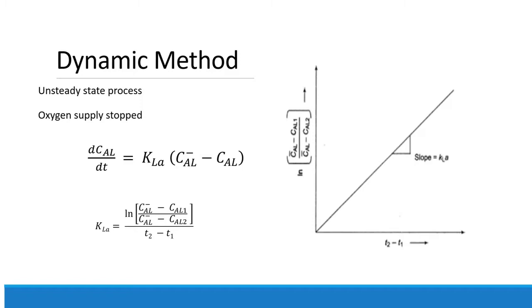This method is ideal for measuring KLA in an experimental fermenter, provided the oxygen electrode measuring the oxygen concentration can respond quickly to the changes in oxygen concentration. Normally, the time required to reach this saturation oxygen concentration, that is C bar AL, is only of the order of few seconds. The oxygen electrode has to cope up with the quick response.